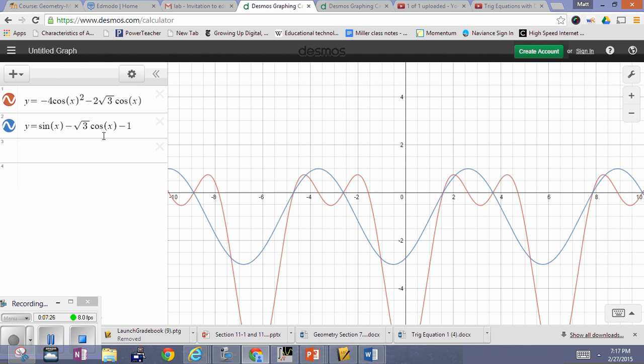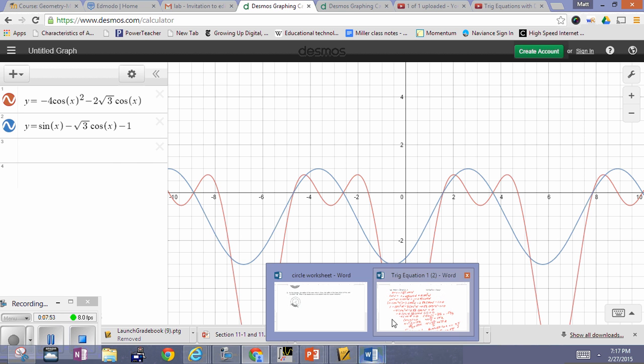The graph expressed in blue has only two solutions per cycle. Now, why is that? And of course, we do see that those two are in line with our calculated values. Why is that? What is going on here? Let's go back and decipher this.